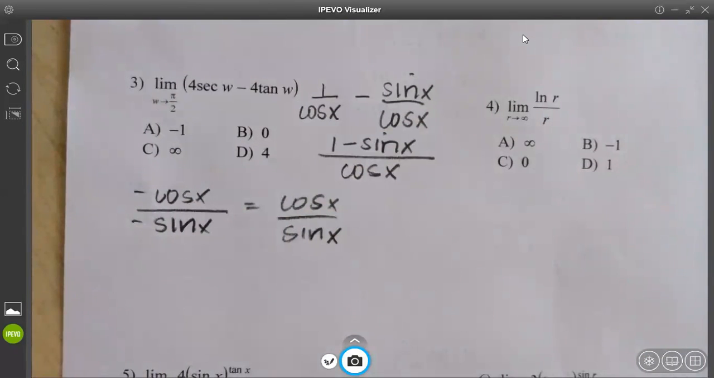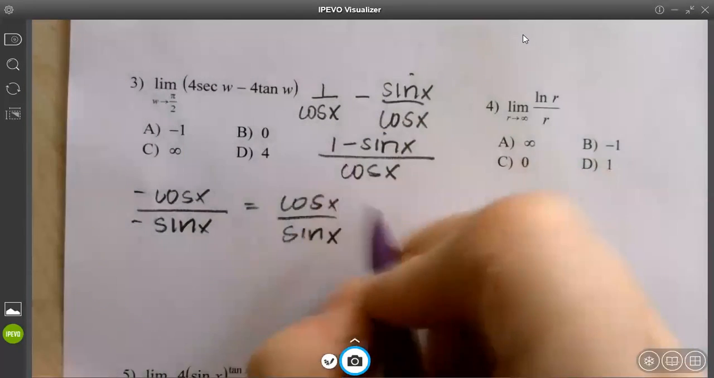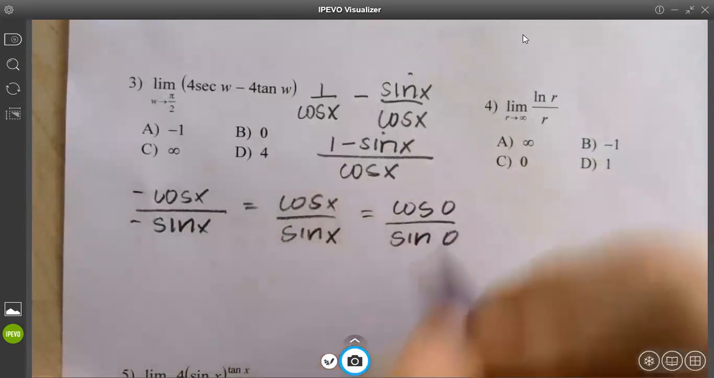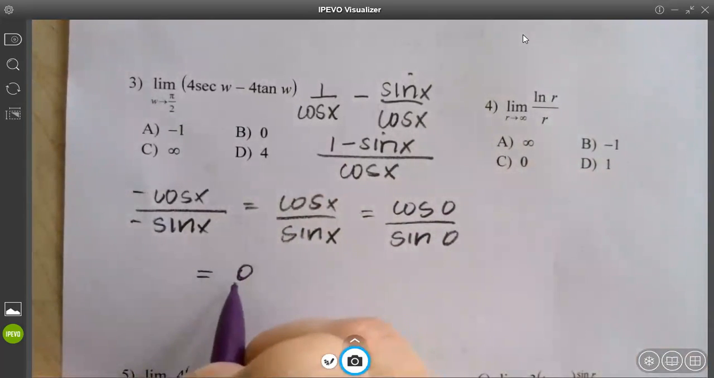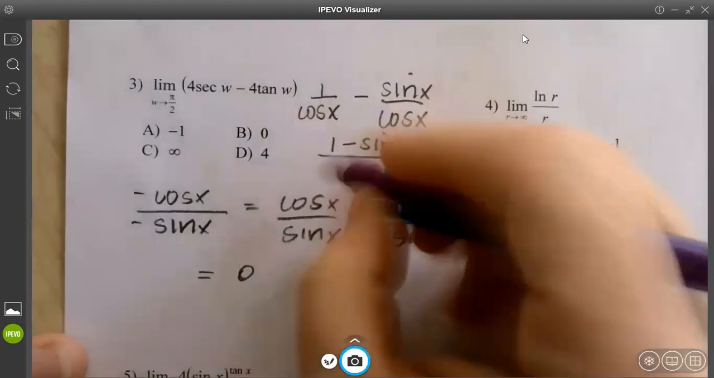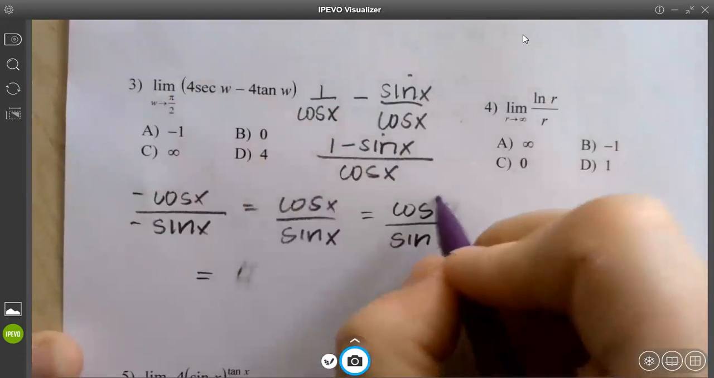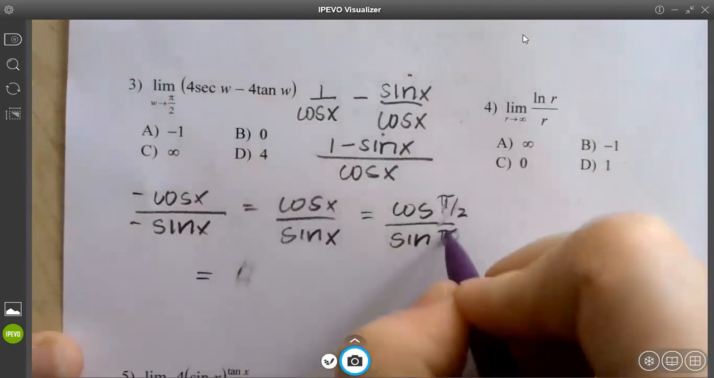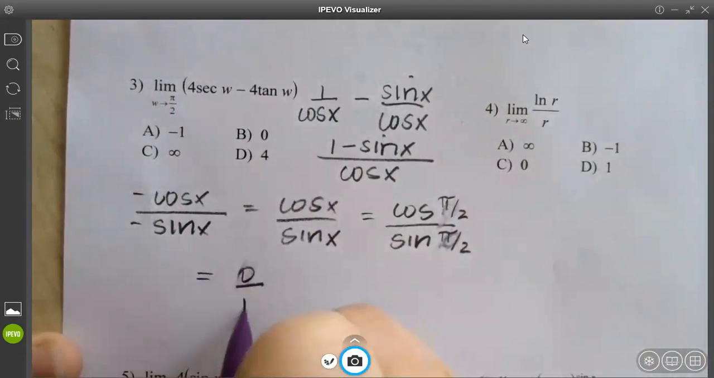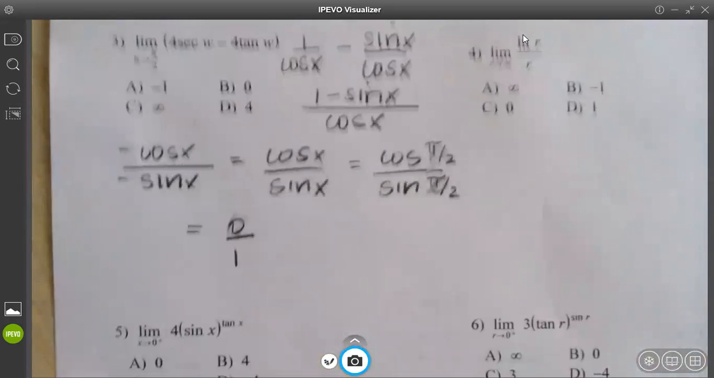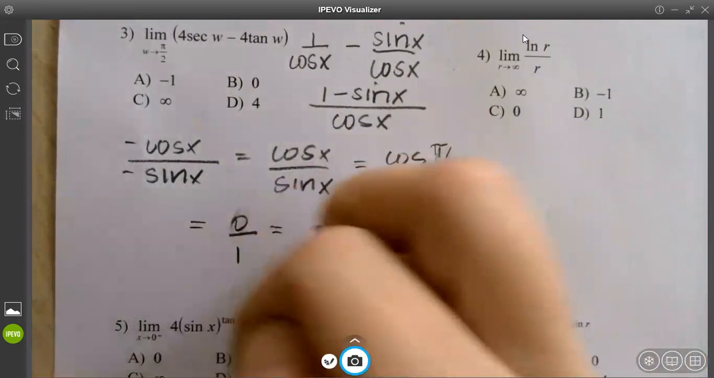Once you take the derivative, you direct substitute. So cosine 0 over sine 0. I'm sorry, because it gives you 0 over 1. I was a step ahead. I apologize. And then we get 0.